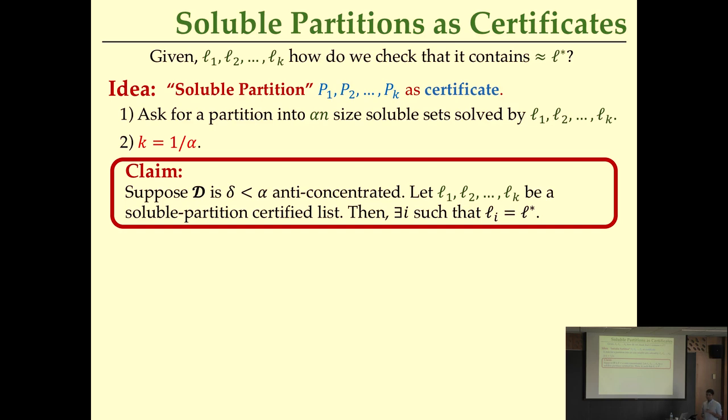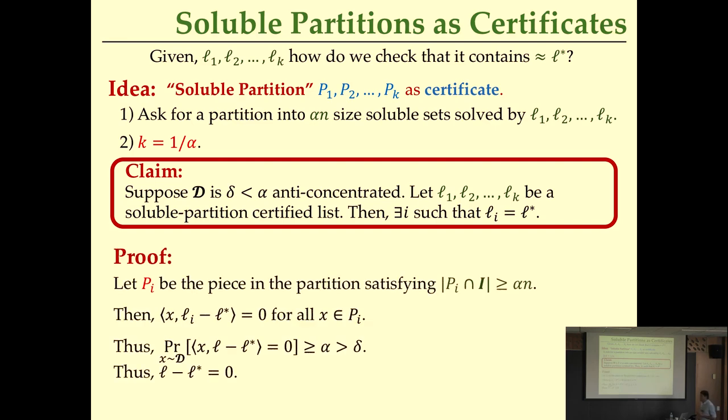Okay? And the proof is just going back to what we did and inverting it. So let me do it. The same reasoning holds. There must be a piece in the partition which intersects the inliers in alpha fraction of the places, right? Look at the linear function that labels pi correctly, and look at the linear function that labels I correctly. Alpha squared. Good, yes. It's alpha fraction of the inliers, so it should be alpha squared n. Good.